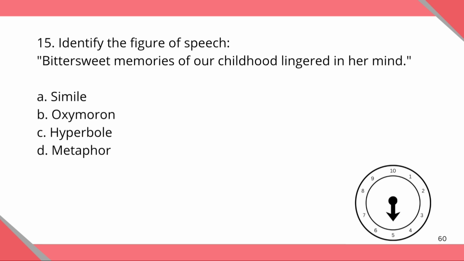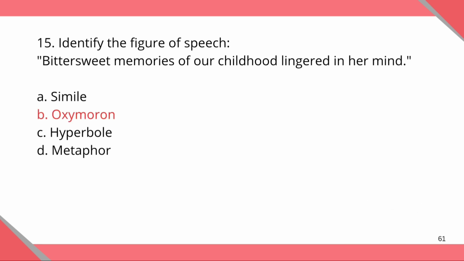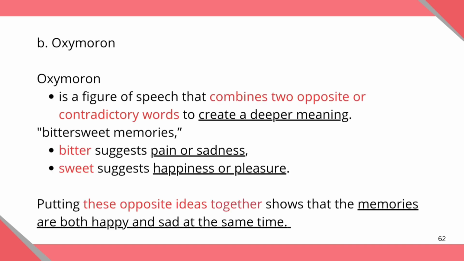The correct answer is letter B, Oxymoron. An oxymoron is a figure of speech that combines two opposite or contradictory words to create a deeper meaning. In the phrase, bittersweet memories, the word bitter suggests pain or sadness, while sweet suggests happiness or pleasure. Putting these opposite ideas together shows that the memories are both happy and sad at the same time. Therefore, the correct answer is B.